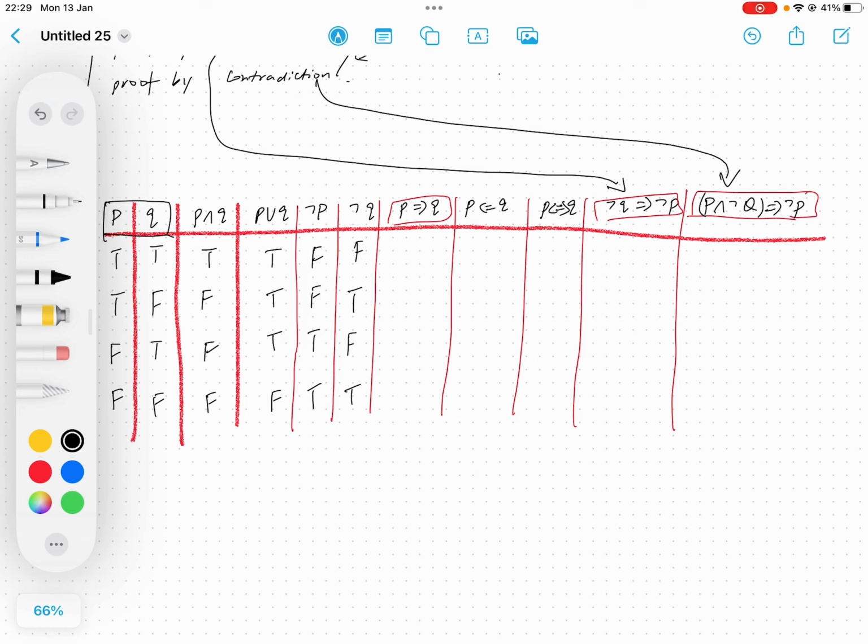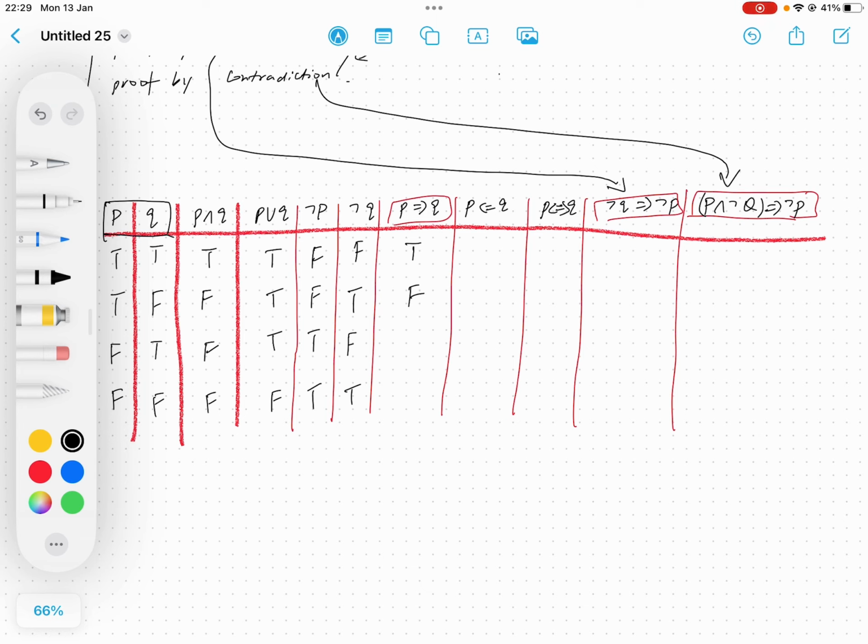We are given those two columns, and all the others were just derived from those two columns, right? Okay, so when I have the result for P implies Q, this becomes a little bit interesting. When we're saying that P implies Q, if P is true and Q is true, then this is true. If P is true and Q is false, then this is false.